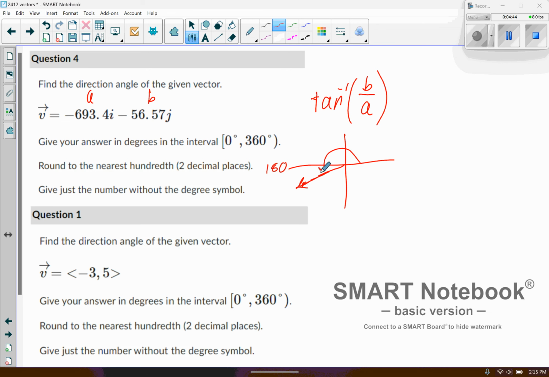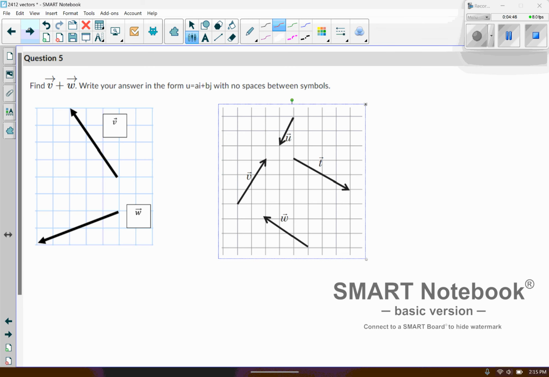Okay, moving on to question 5. This one says find vector v plus vector w. They want us to use the unit vector format here.